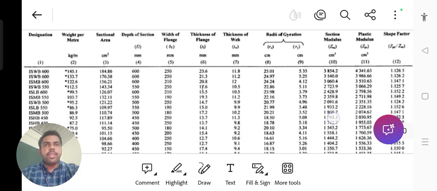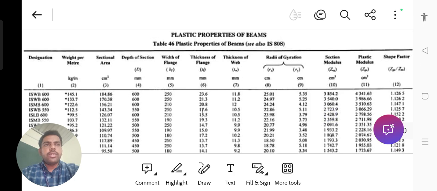See, this is the total of the plastic properties of the beams. Here the beam section is involved, and the weight of that beam, the cross-sectional area of that beam, the depth of section, the width of the flange, the thickness of flange, the thickness of web, the radius of gyration, and the section modulus. Plastic modulus is also included here.